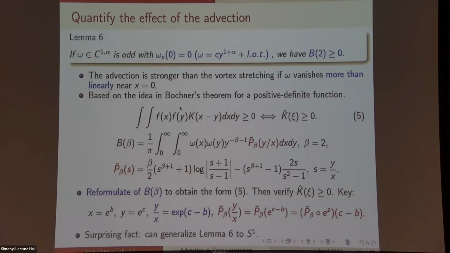But a somewhat surprising fact is that this argument can be generalized to the case on a circle. In this derivation, we use some homogeneity properties of this function S, or this singular function. The real line scaling is dilation invariant, but the circle is not. So a priori it's not clear why this can be generalized to the circle. This is one surprising thing for this problem.